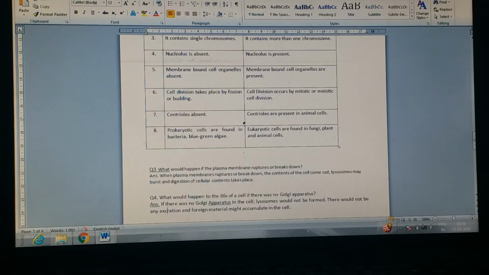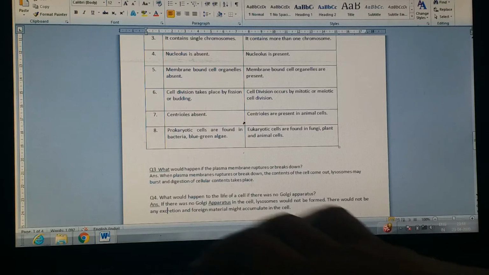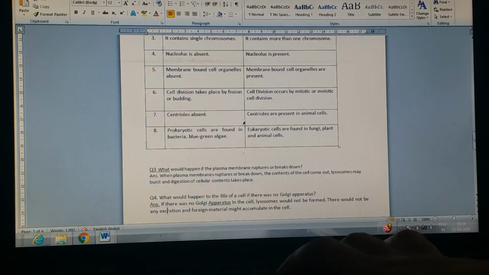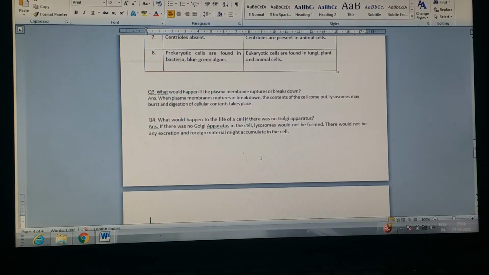Again the same thing. When the plasma membrane ruptures or breaks down, the cell contents come out, and lysosomes may burst and digest the cell's own organelles. Then what would happen to the life of a cell if there was no Golgi apparatus? If there was no Golgi apparatus, in this case lysosomes could not be formed.